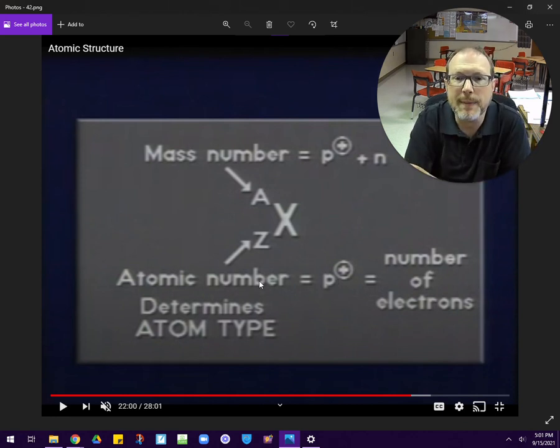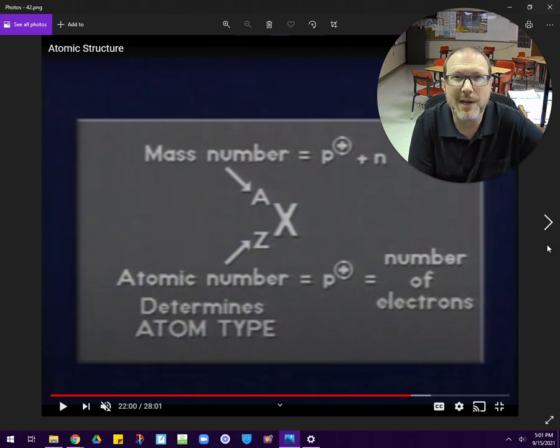So the atomic number, the big thing that it determines is the atom's type, or the element's type. For instance, every carbon atom has 6 protons. Every nitrogen atom has 7, every oxygen has 8, every hydrogen has 1, every helium has 2. And it's that atomic number that tells you what kind of atom, what kind of element you're dealing with.